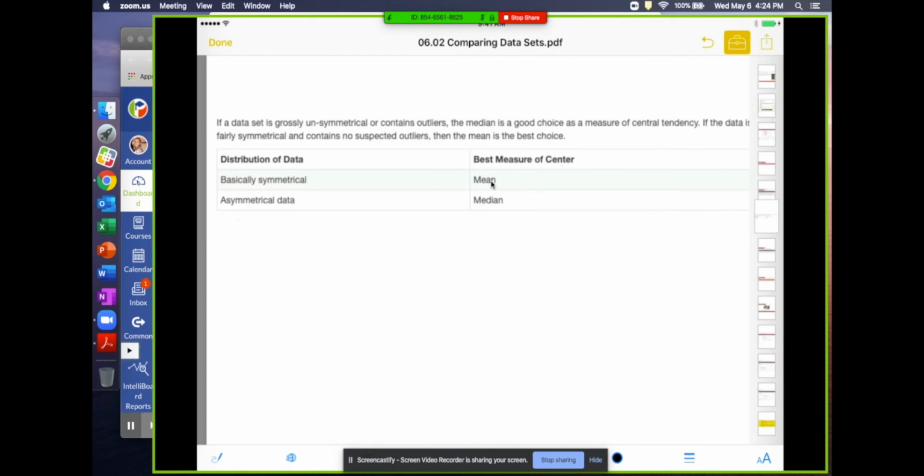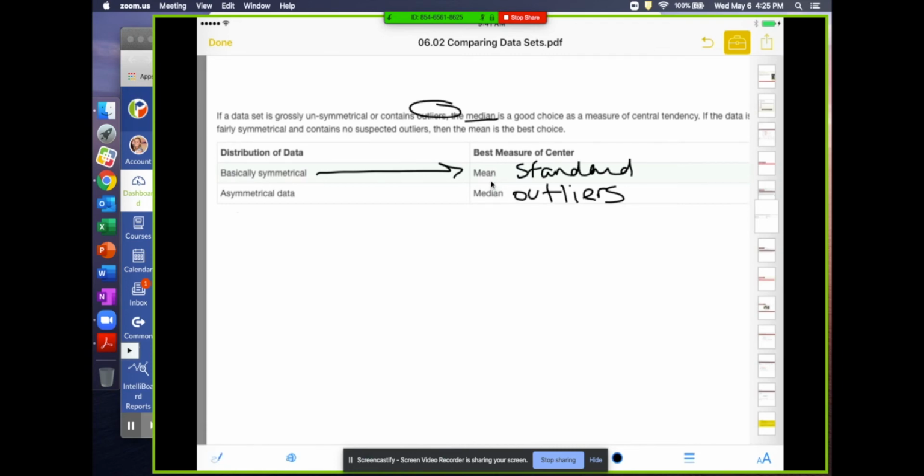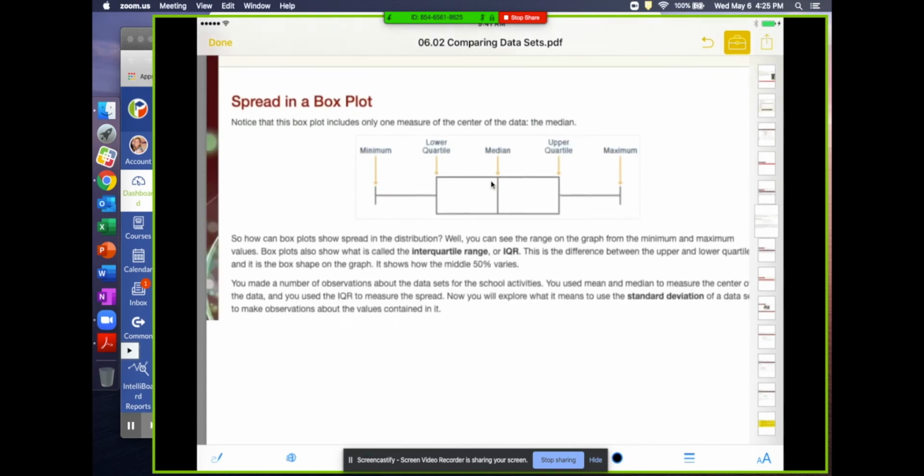If a data set is grossly unsymmetrical or contains outliers, the median is a good choice as a measure of central tendency. If the data is fairly symmetrical and contains no suspected outliers, then the mean is the best choice. So whenever you have data that's really skewed or asymmetrical, that means you're going to have outliers and you're going to want to use the median as your measure of central tendency. And then if you have symmetrical, which is like standard, you're going to use the mean for that.